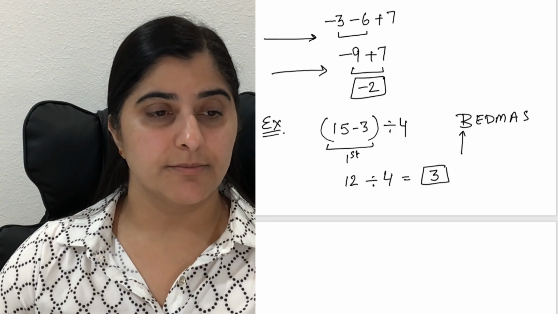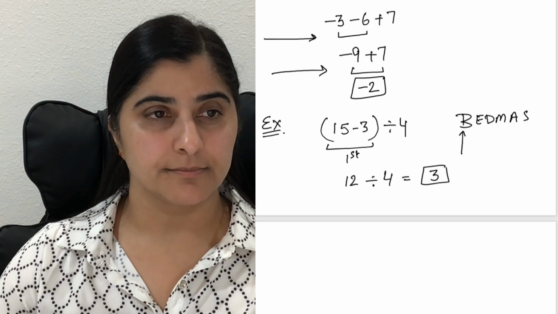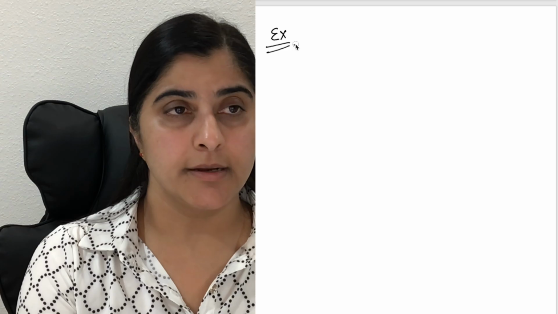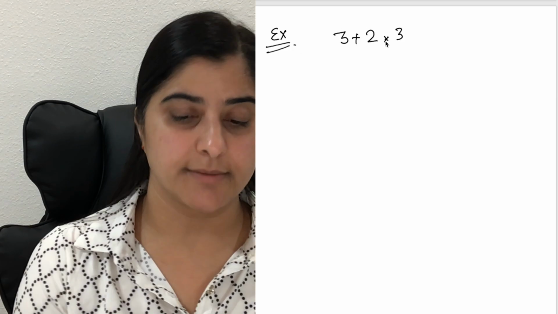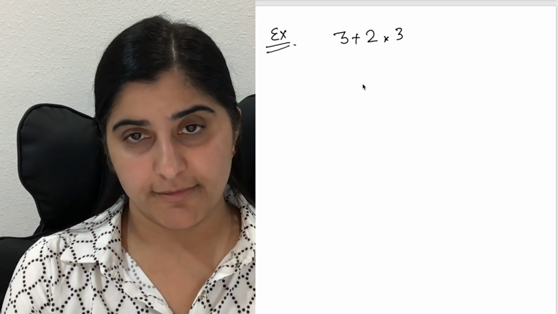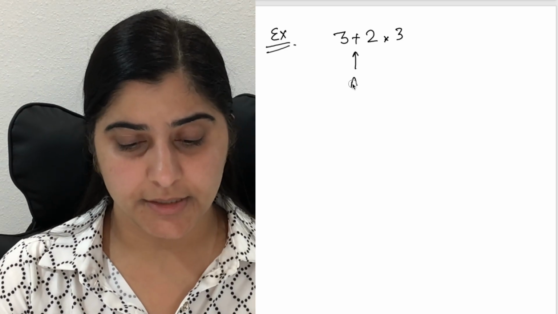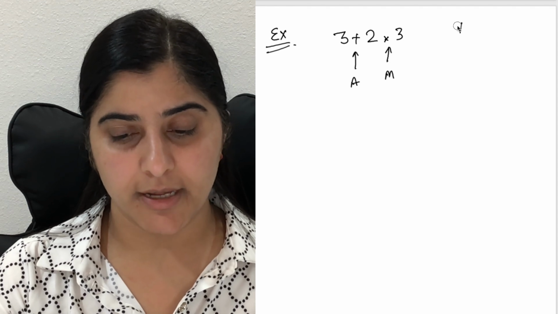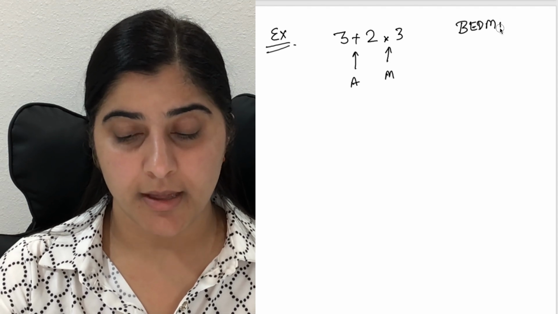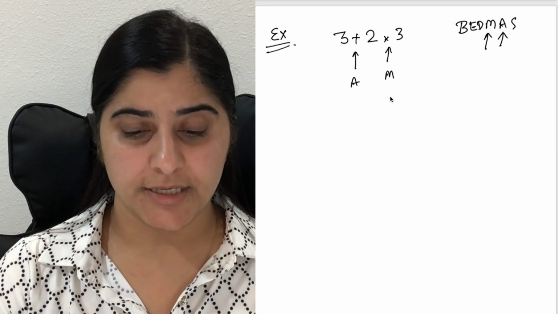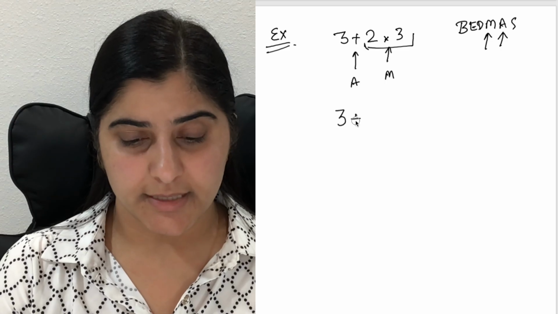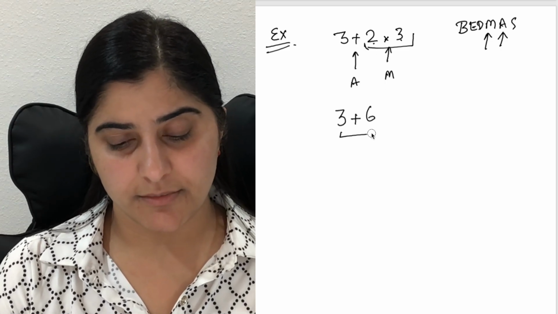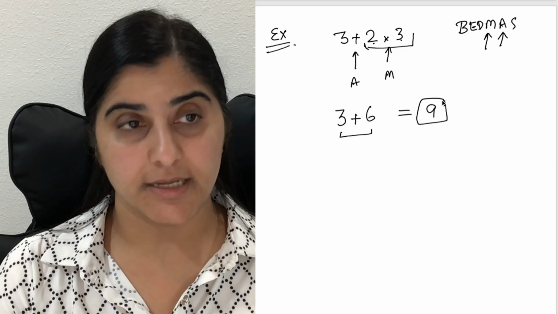Okay, let's do one more example. A very simple example here. It is 3 plus 2 times 3. Here is the times. What operations do we have here? We have plus, addition, and we have multiplication. If you look at the BEDMAS, multiplication comes before the addition, so we have to do this operation first. So it will be 3 plus, as it is, 2 times 3 will be 6. Now there is only one operation, just perform that and we are done.